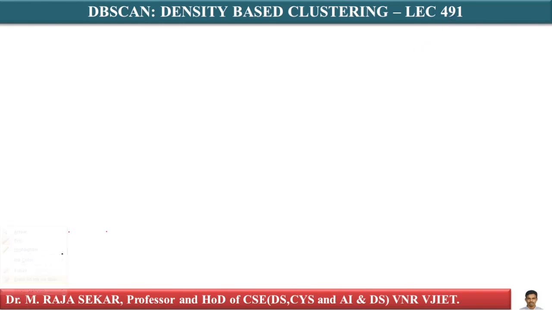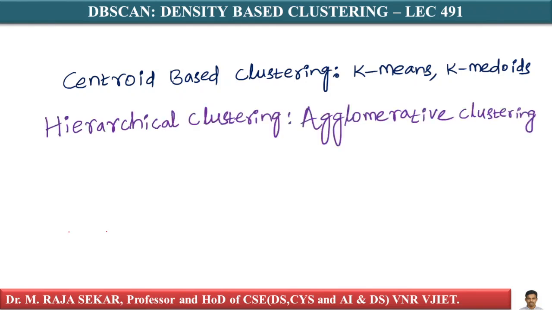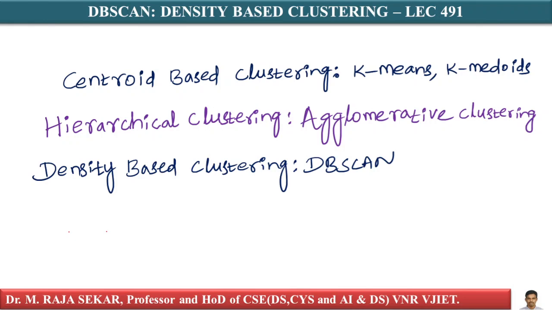In this lecture, we will try to understand density based clustering. We have seen centroid based algorithms for clustering like k-means and k-medoids. We have also seen hierarchical clustering schemes, which is nothing but agglomerative clustering. The third very popular type of clustering is density based clustering.